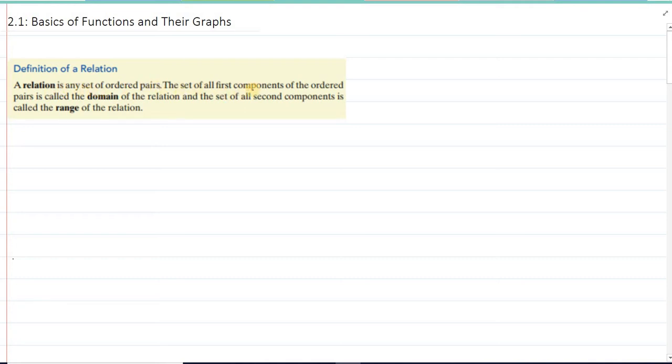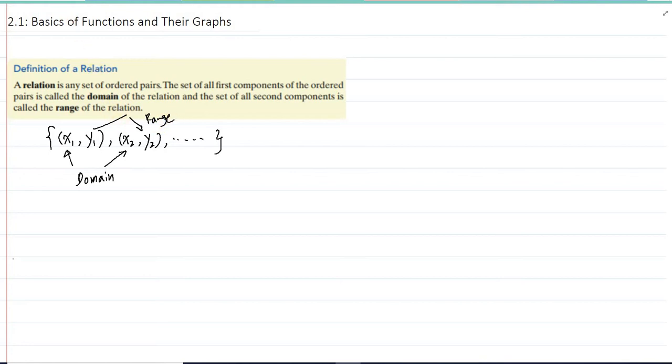The set of all first components of the ordered pairs is called the domain of the relation, and the set of all second components is called the range of the relation. All they're saying is if we have a set of ordered pairs, let's say (x sub 1, y sub 1), and then (x sub 2, y sub 2), and more, then x sub 1 and x sub 2 are the domain, and y sub 1 and y sub 2 are our range. That's all they're saying here.